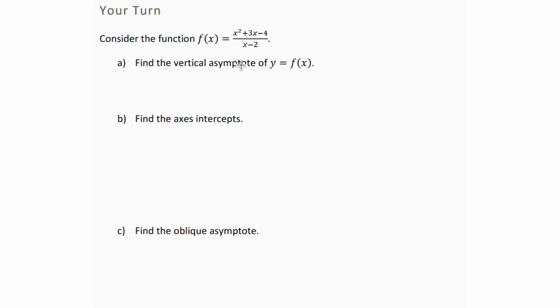Here we have the function (x squared plus 3x minus 4) over (x minus 2). Find the vertical asymptote. Well, that is when the denominator is equal to 0. So the vertical asymptote is x equals 2.